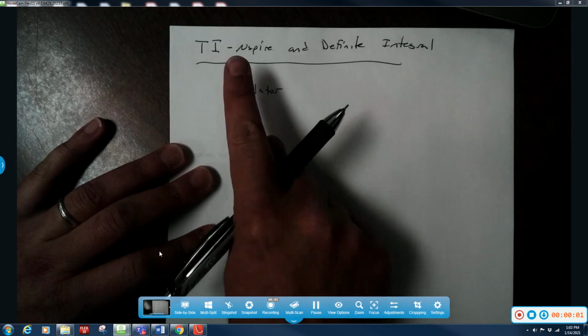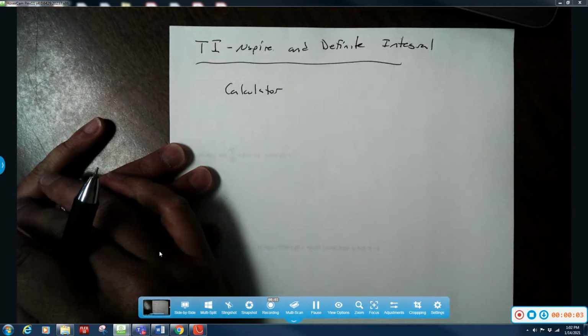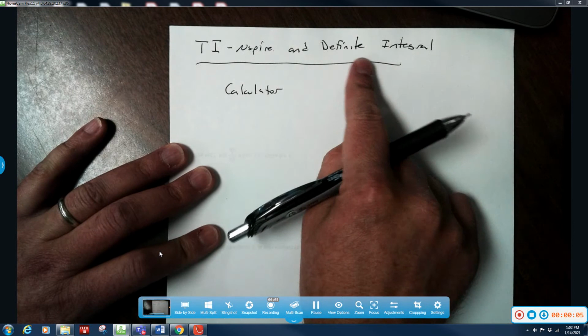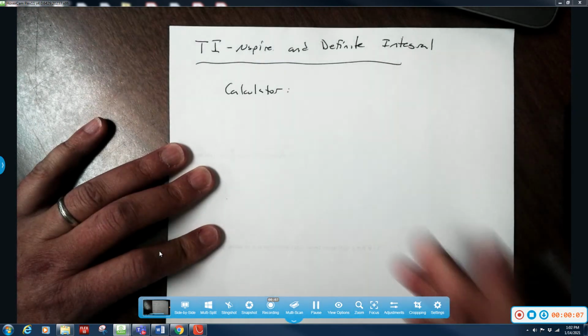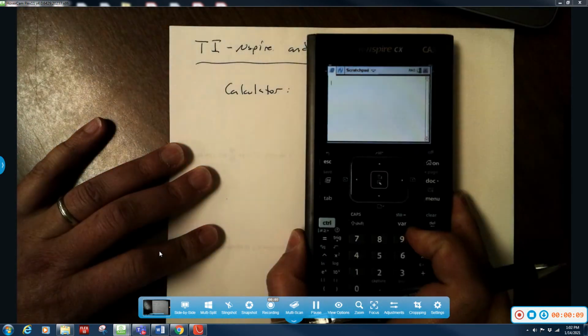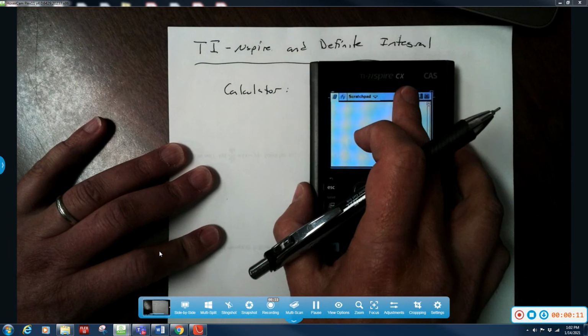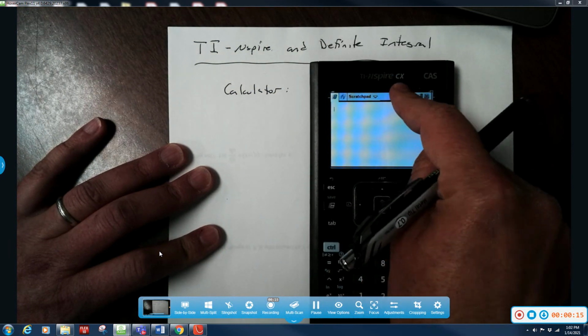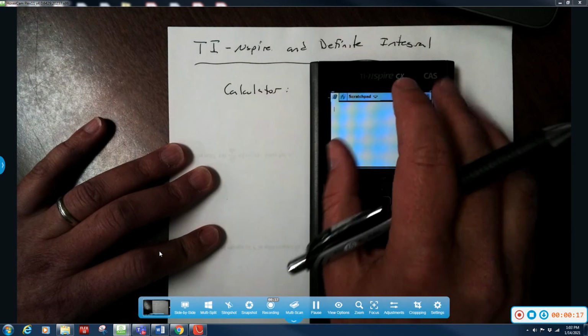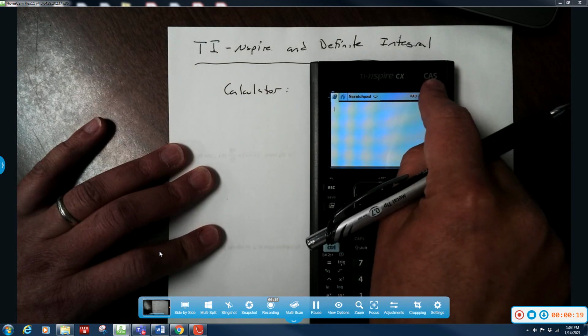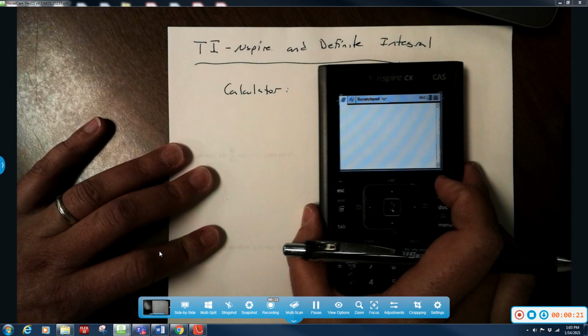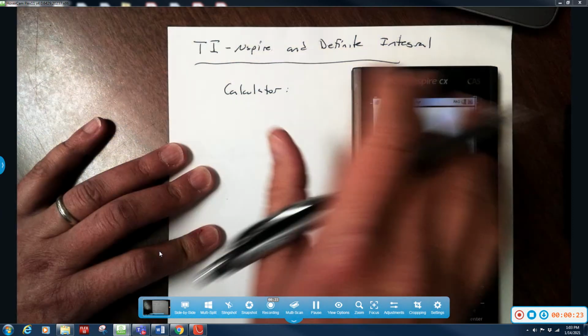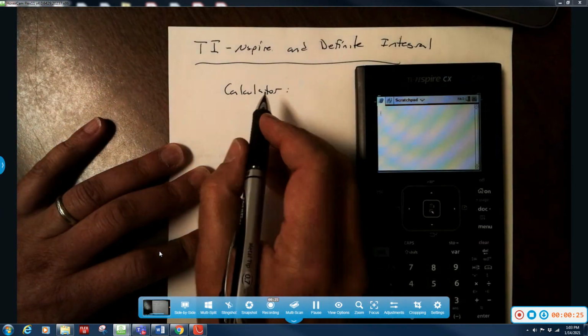Welcome back. We're going to look at the TI Nspire and how it can help us solve for a definite integral. Now, I am going to use my CAS. Some of you might have the CX. We'll talk a little bit about the difference in a little bit. But really, for what we're going to need this for, there's really no difference between the CAS and the CX. So we're going to talk about how we can use the calculator to solve an integral problem.